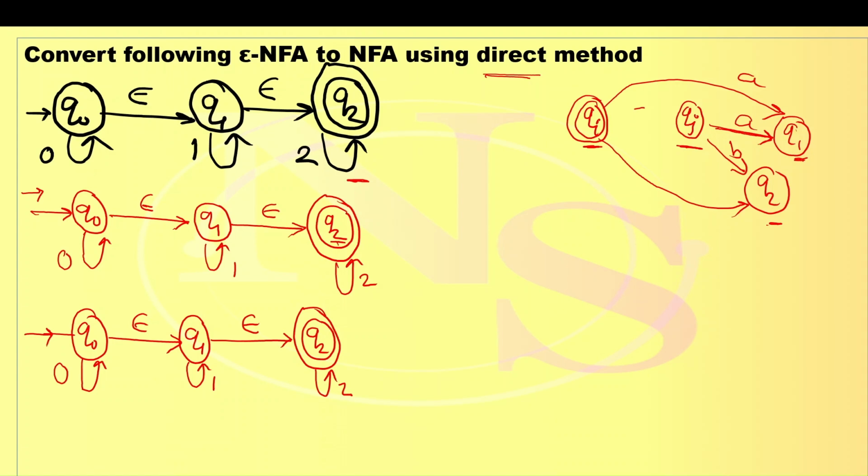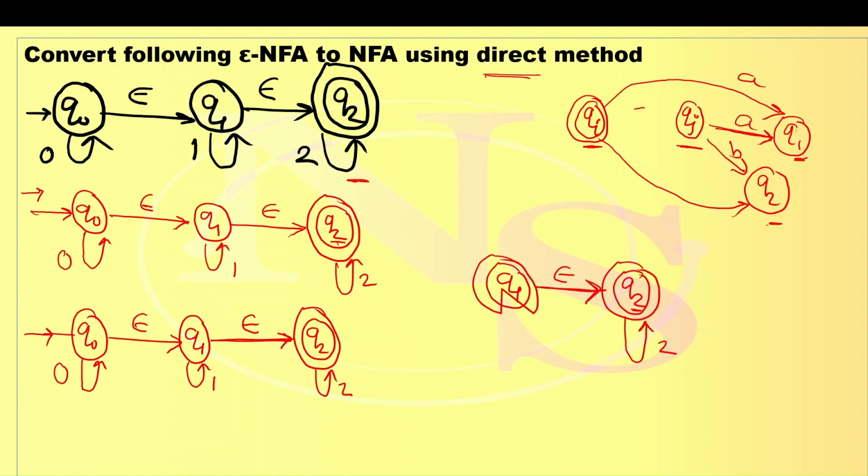How to apply the rule? Here Qi and Qj: see, Q1 to Q2 has the epsilon transition. So I am writing here Q1 to Q2 with epsilon transition. Q2 is final, so I am making it final. Q2 has a transition for 2, yes. First rule: if there is an epsilon transition from Qi to Qj, and Qj is final, here Q2 is final, then Qi, here Q1, becomes final.